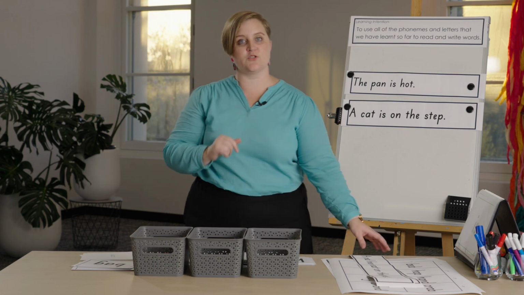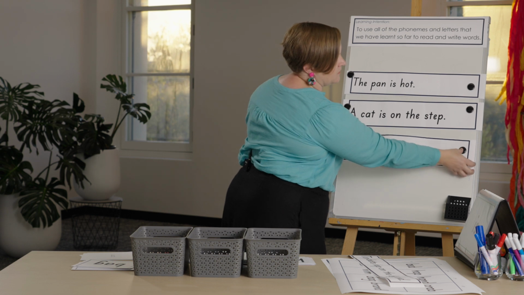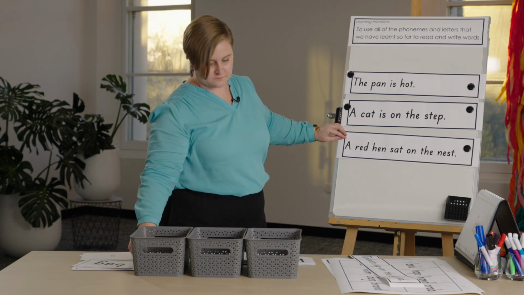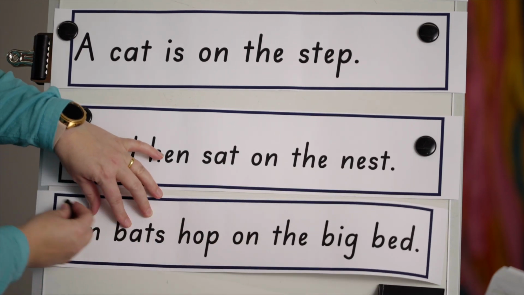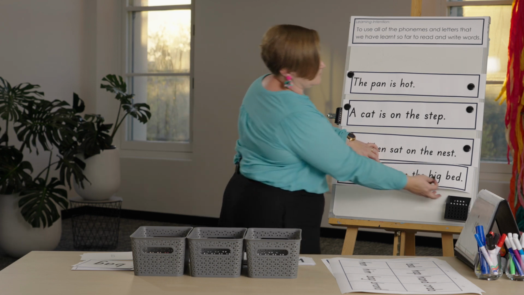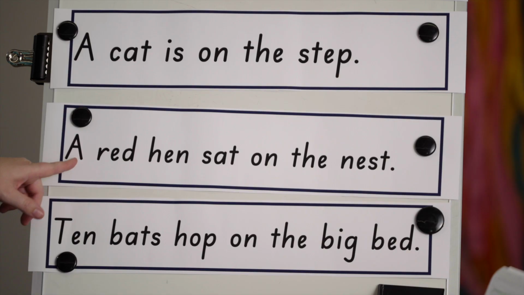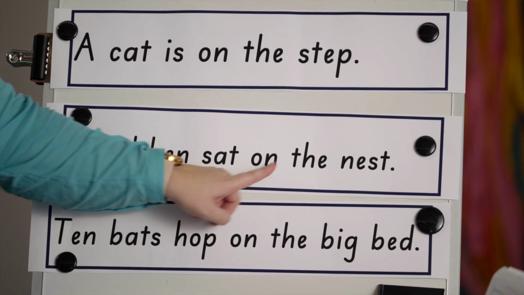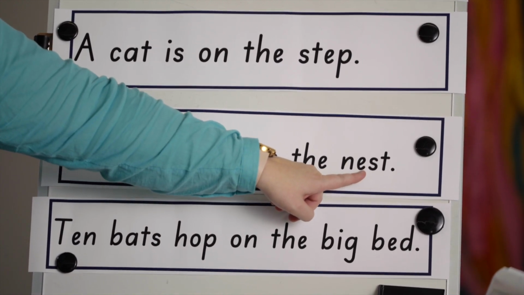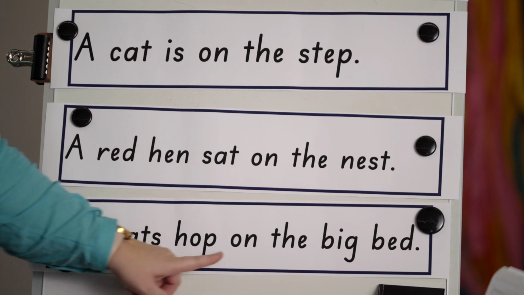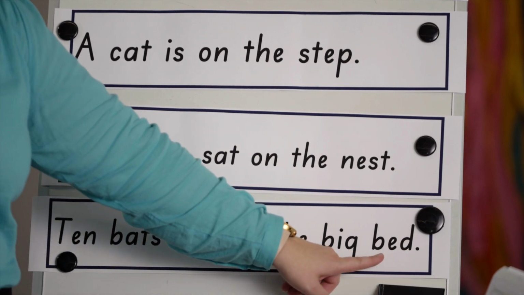I'm also going to put up two sentences that we've read earlier in our lessons this week. This sentence says, a red hen sat on the nest. Can you read it with me? A red hen sat on the nest. And the last sentence, 10 bats hop on the big bed. One more time. 10 bats hop on the big bed.